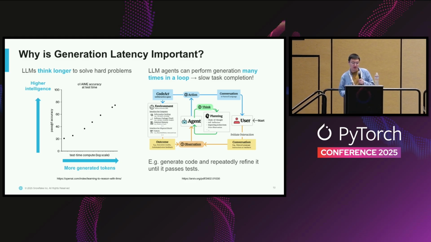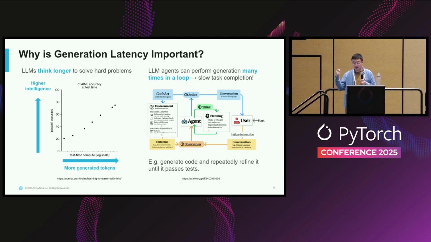For example, a coding agent might generate some code and then repeatedly refine that code until it passes some set of tests. So you might tell it to write a program, and then it'll write that program and run it, it'll see some errors, and then it'll go back and fix some lines of code, and it'll go again, and on and on.